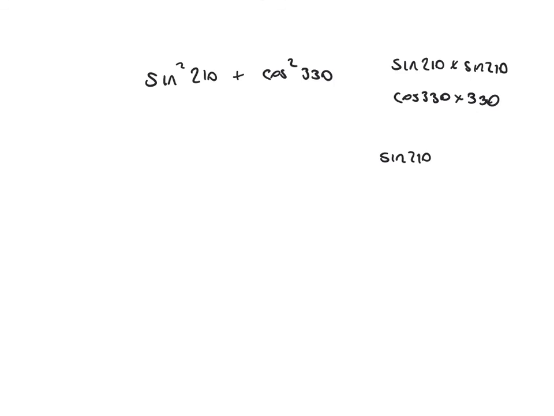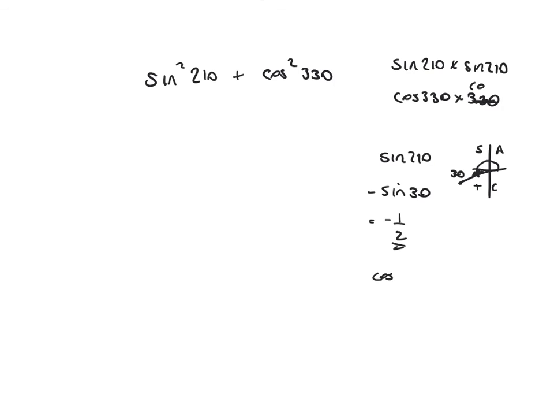Okay, let's try sine squared 210 plus cos squared 330. So sine squared 210 is just sine 210 times sine 210. Cos squared 330 is cos 330 multiplied by cos 330. So let's find out what sine 210 is. Okay, so 210 is in the tan quadrant, so sine is going to be negative. The acute angle is 30 degrees. Minus sine 30 is equal to minus 1/2.